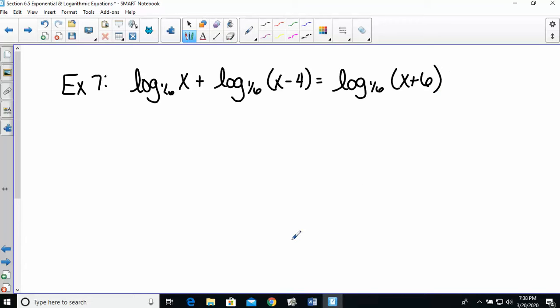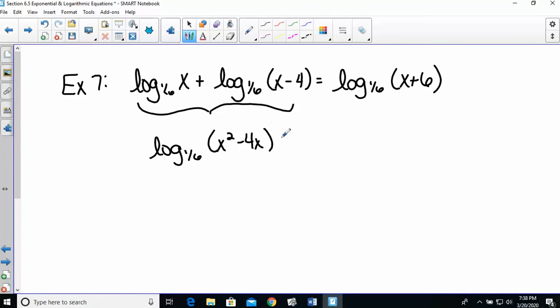Right, this one is different than all of the others that I've given you because I don't just have a log on one side. Every single term has a log. My goal is to get a single log on each side. So I'm going to start by combining these logs. Because they are added, I will multiply. So x times x minus 4, or if you go ahead and distribute, that's x squared minus 4x.